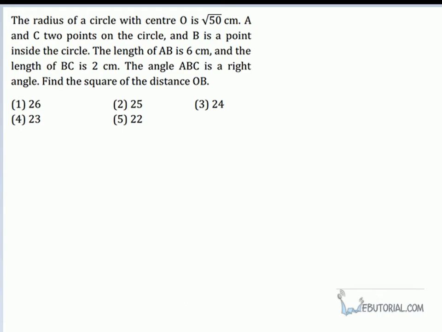The radius of a circle with center O is root 50 centimeters. A and C are 2 points on the circle. B is a point inside the circle. Length of AB is given. Length of BC is given. Angle ABC is 90 degree, and we have to find the square of distance OB.